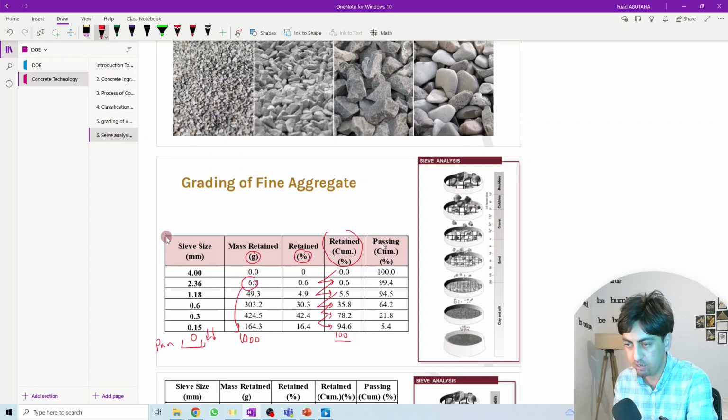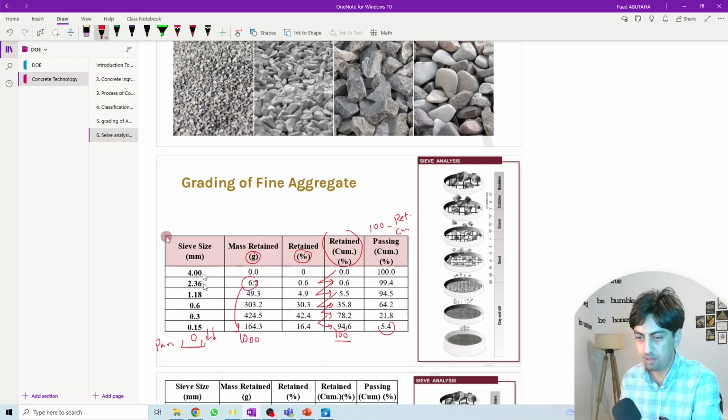How to calculate the cumulative passing: it is 100 minus the retained cumulative. So it means 100 minus 0, and this one represents 100 minus 0.6, this is 100 minus 5.5, this is 100 minus this number, and this one is 100 minus 78.2, and this one is 100 minus this number. So we can get the passing cumulative percentage. This is the table that we should follow to do this calculation.